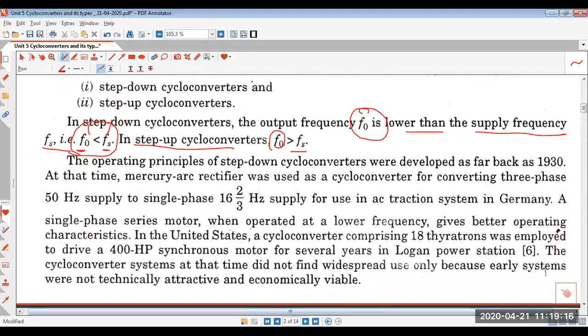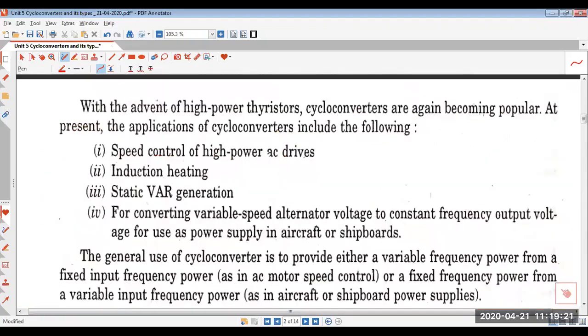All the things are mentioned here. History is also mentioned here. So you can go through this.